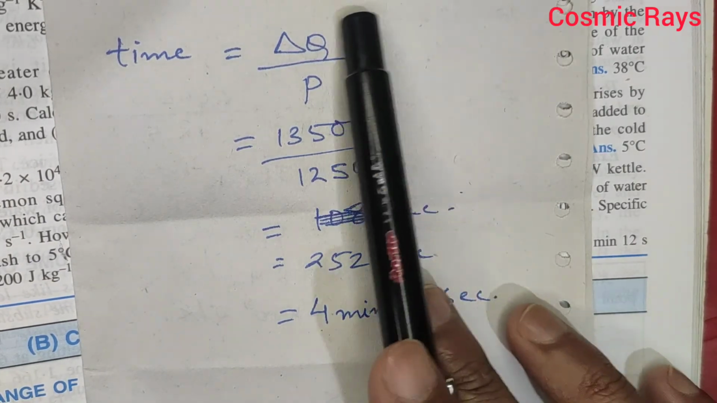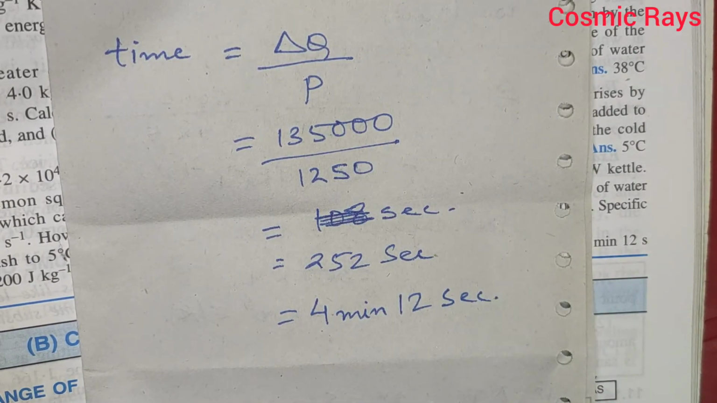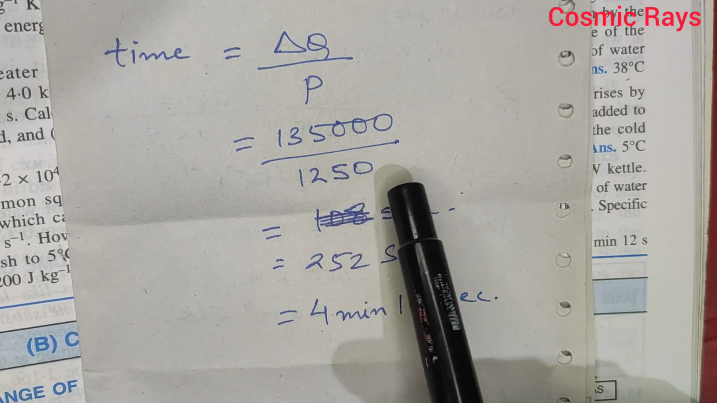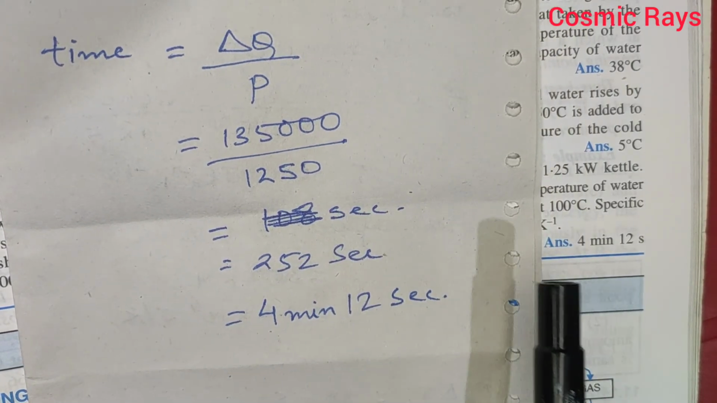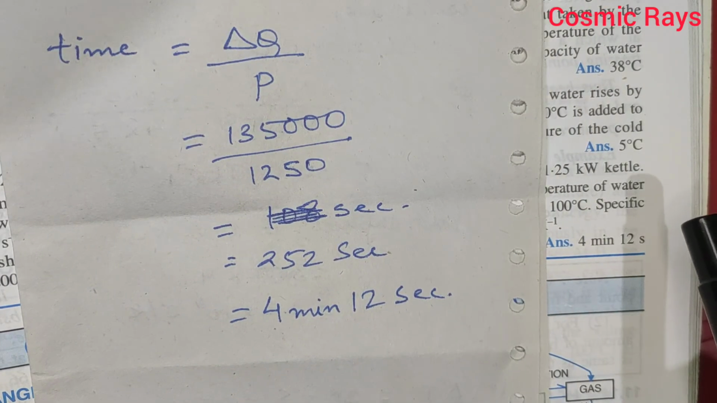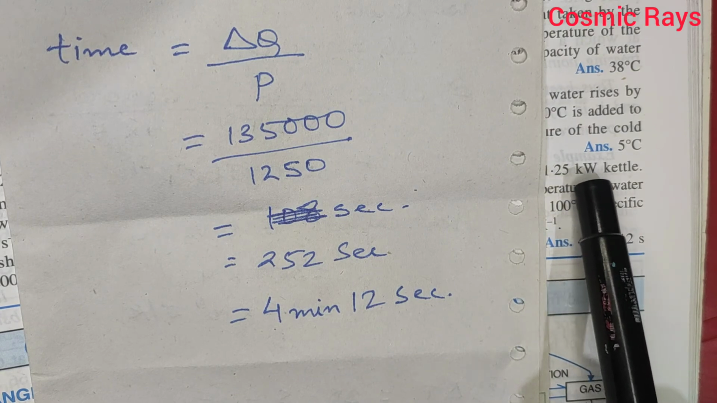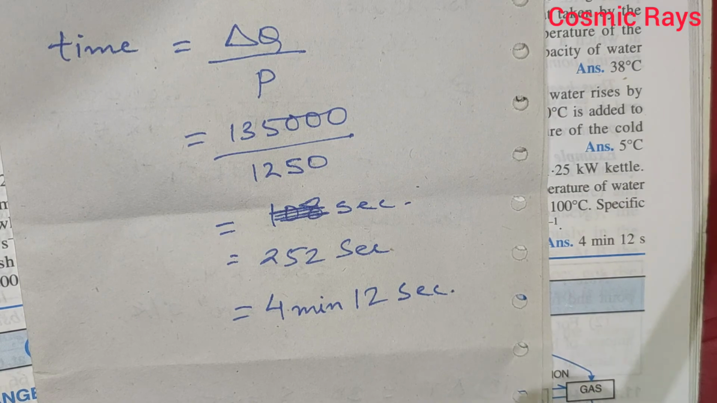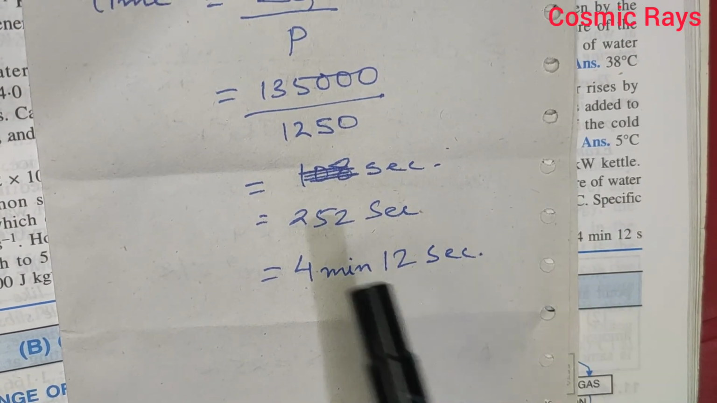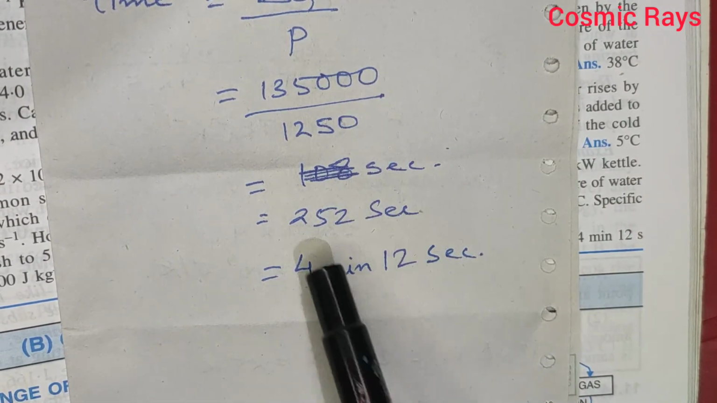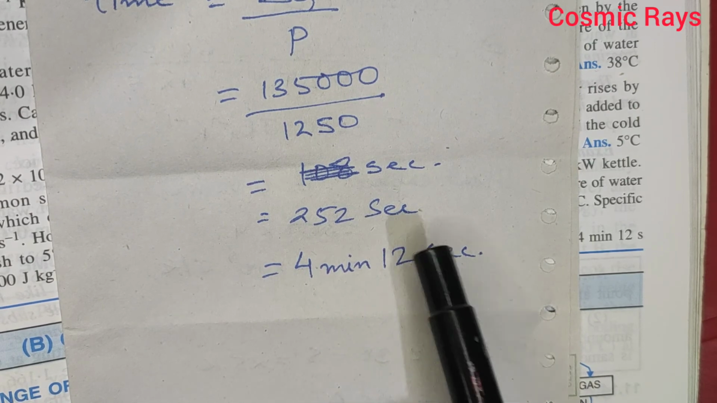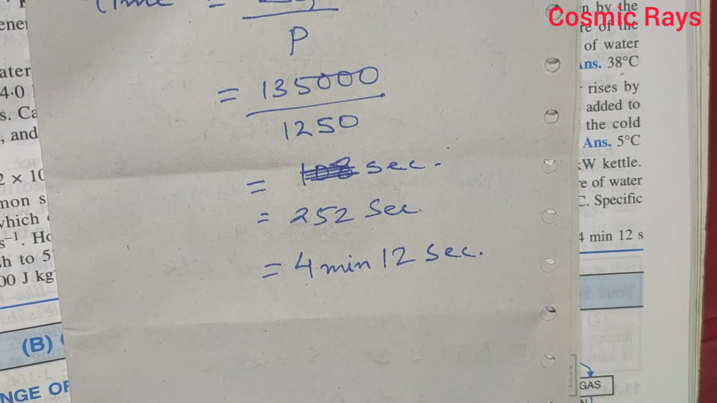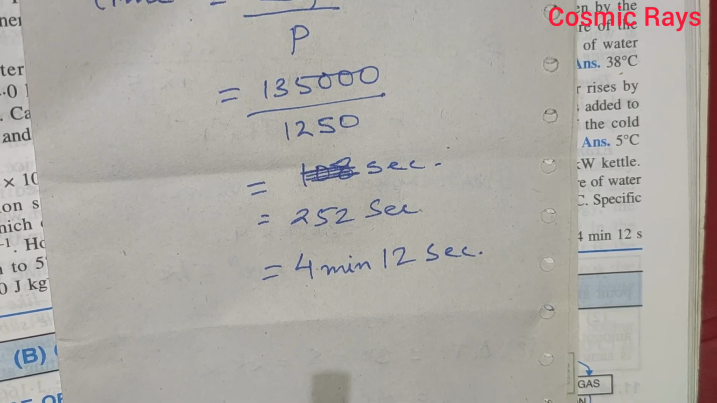Now we know the formula that time is equal to delta Q divided by the power. So delta Q we have already calculated, 3,15,000, divided by the power of the kettle. They have given it to us in terms of kilowatt, that is 1.25 kilowatt. So we convert it to watt by multiplying it with 1000, which comes out to be 1250. After division, it comes out to be 252 seconds, which if you convert into minutes, comes out to be 4 minutes and 12 seconds.